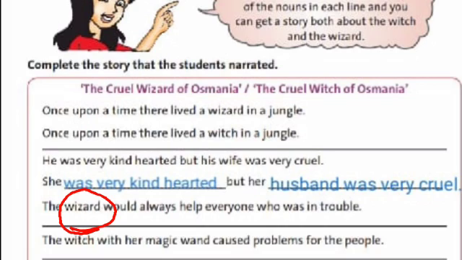Next sentence is, the wizard would always help everyone who was in trouble. So students, here wizard becomes witch for girl students. Next is, the witch with her magic wand caused problems for the people. So students, you know that the witch becomes wizard and her becomes his.